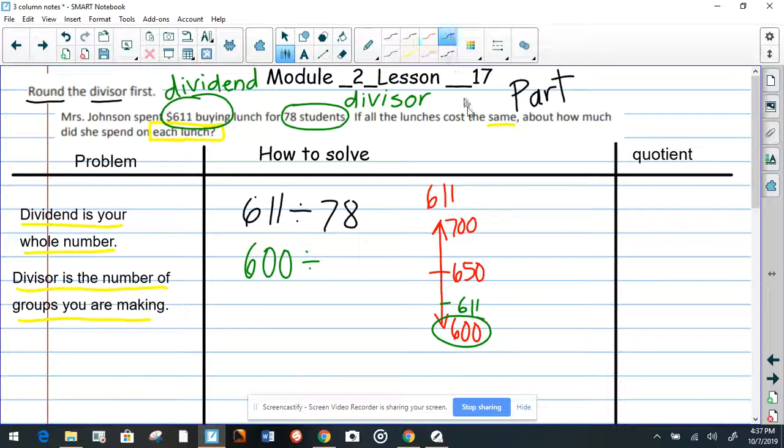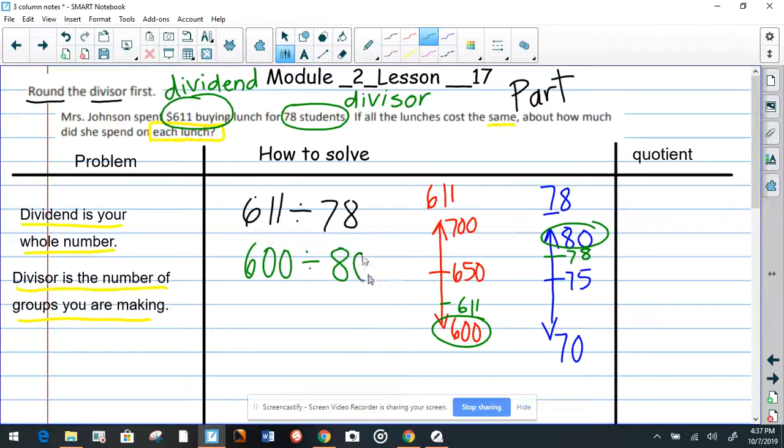Now we're going to round 78. And some of you guys can do this in your mind already. This is your repetition for some students that need repetition. So this number is between 70 and 80. The midpoint is 75. And the number 78 is very close to 80. So this number is rounded to 80.